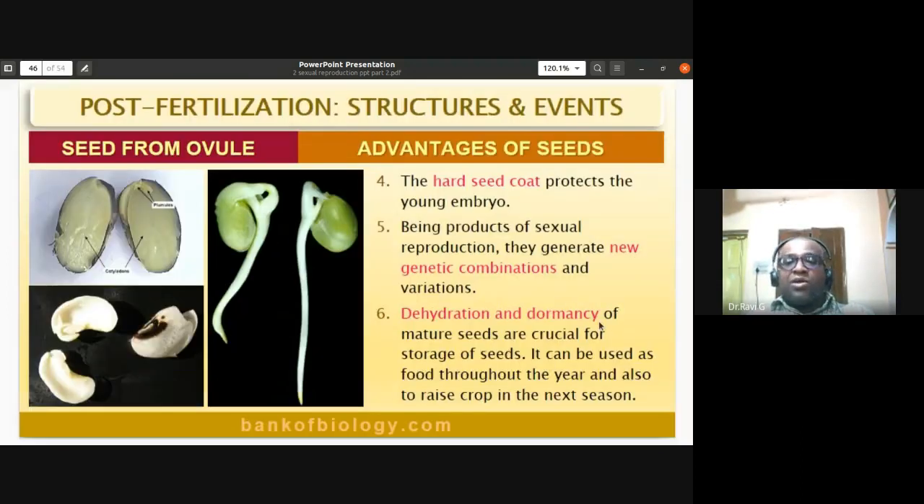Dehydration and dormancy of mature seeds. What happens in the mature seeds? Dehydration and dormancy, the resting period, of mature seeds are crucial for storage of seeds. Especially the farmers select the best seeds and store them for sowing in the next season. So the storage of seeds is possible because of the dehydration and dormancy of mature seeds. They can be used as food throughout the year. We are storing the seeds because they are dry and there is dormancy. We can store the seed for a long duration.